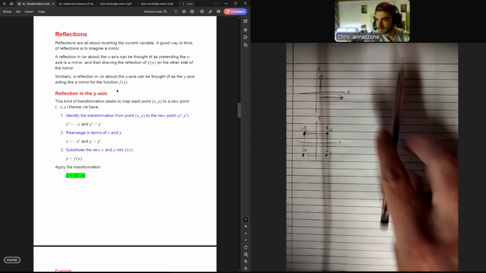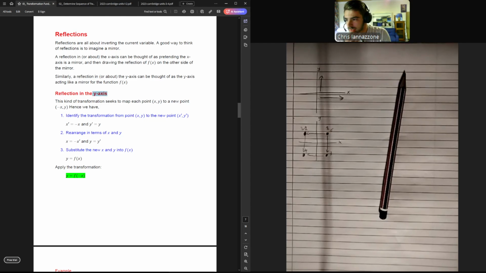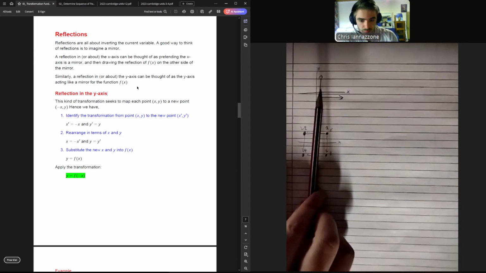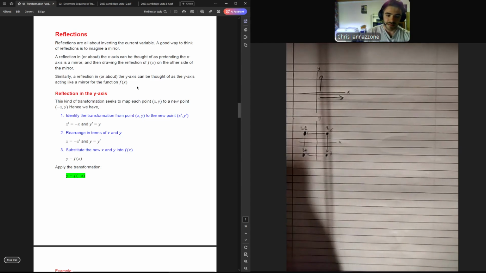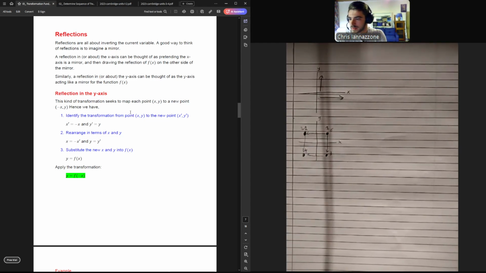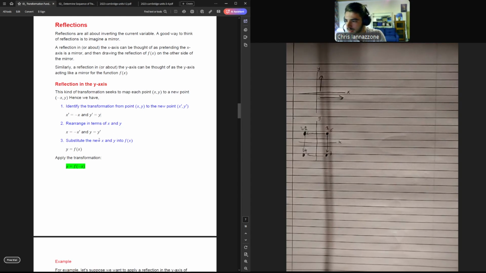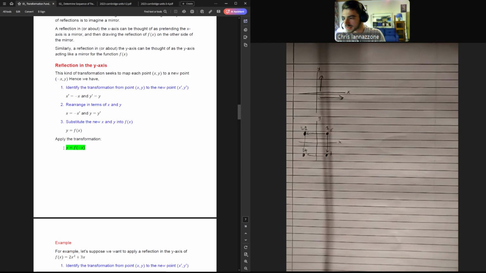The x is flipped. And so when we have a reflection in the y-axis, this one being the y-axis, then the x is what gets the negative sign, because it's the thing that's being flipped. So we have our point. X prime is now negative x, and y prime is now y. Rearrange, substitute, and when you do that, you find that any reflections in the y-axis will look like this. You take whatever your function is, and everywhere that you see x, you replace with negative x. That's the shortcut.